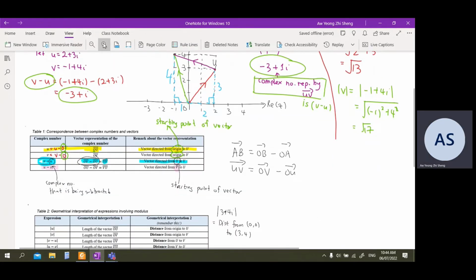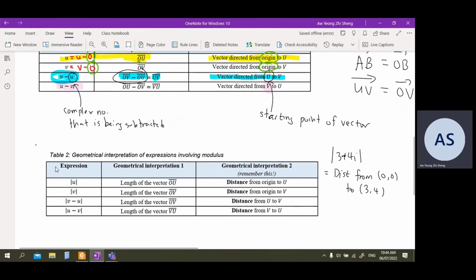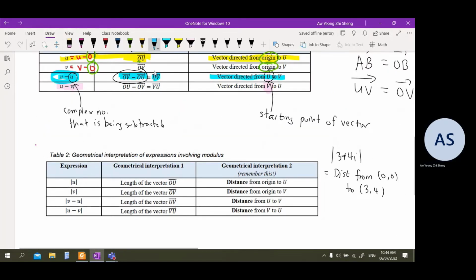So far nothing special about modulus of u and modulus of v, because it's the same as what we have learned earlier. Now the thing that is new here that I want to introduce to you is when you have modulus of a difference of two complex numbers, modulus of v minus u. So what does it mean then?